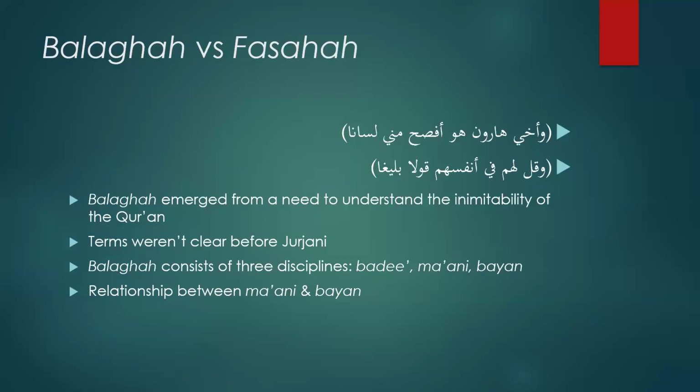Now, balagha emerged from the need to understand the inimitability of the Quran. And many of these terms like balagha, fasaha, bayan, badi', a lot of these terms before Jurjani were used interchangeably. After Jurjani, these words became clear. And so balagha consists of three disciplines. It consists of badi', and badi' is basically embellishment.